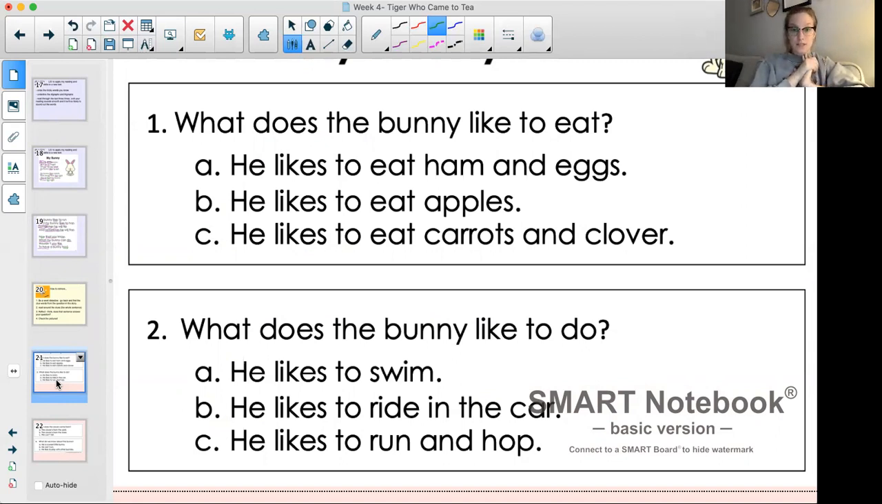So you have 3 choices. A, he likes to eat ham and eggs. B, he likes to eat apples. And C, he likes to eat carrots and clover.